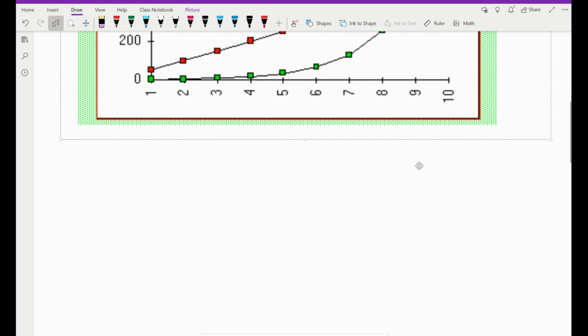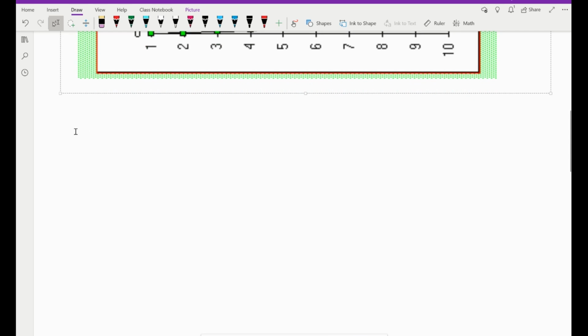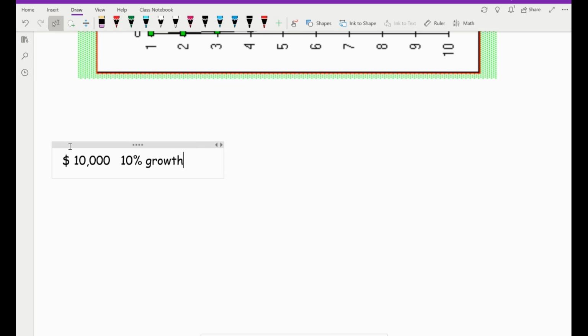Now, geometric series is used frequently, especially when it comes to money problems, like investments or stocks. For example, let's say you have a stock that's worth $10,000, and it appreciates each year by, let's say, 10%. Say there's a 10% growth. Well, after 1 year, it would be 10% of $10,000, which is $1,000. We're going to add $1,000, so we now have $11,000.